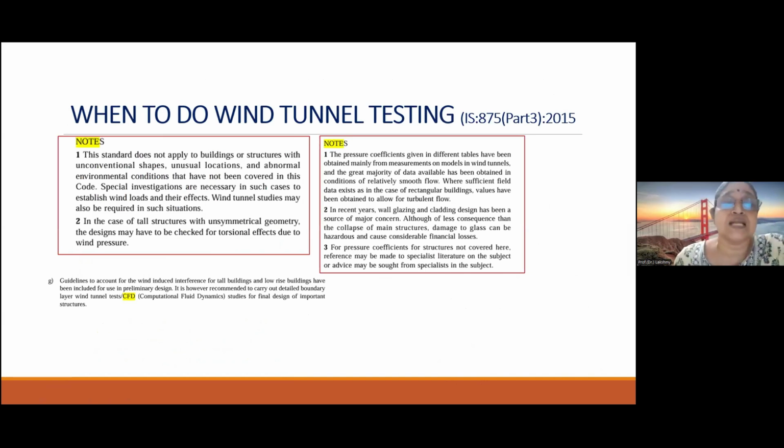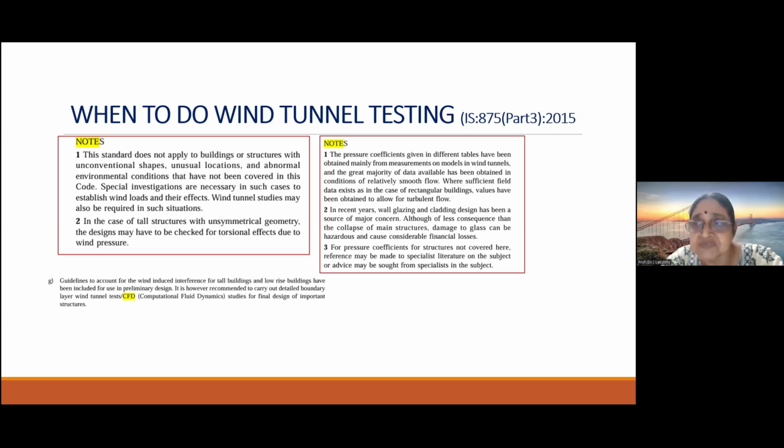Now the question comes: when to do the wind tunnel testing? Basically, the note of IS 875 Part 3 itself says that if you have a building or structure with unconventional shape, unusual location, or abnormal environmental condition, then you cannot use it. Or if you have a structure with unsymmetric geometry where you otherwise have to check torsional effects, there you have to go for wind tunnel studies. And as I discussed in the morning, many of the tables given in IS 875 are based on data obtained from wind tunnel testing in smooth flow. But in some cases, the values given are based on turbulent flow also.